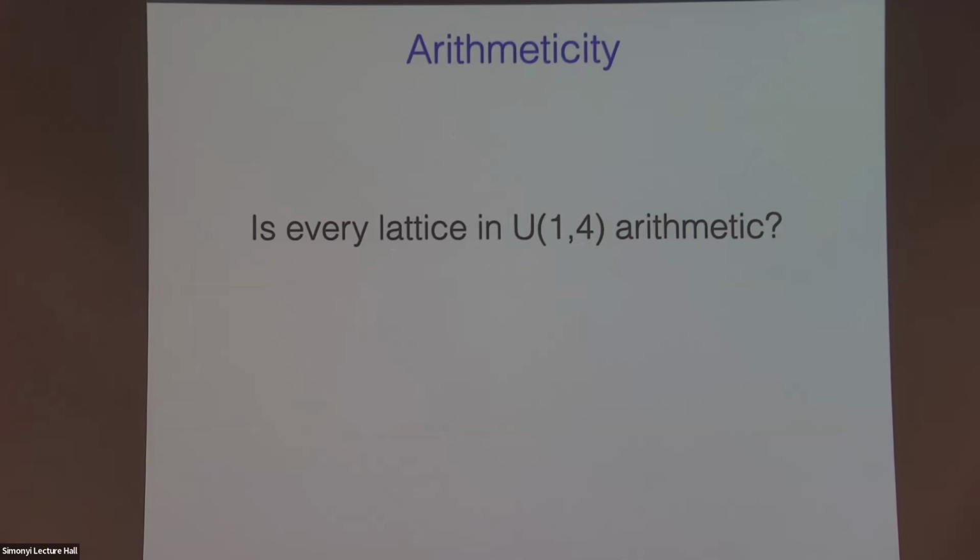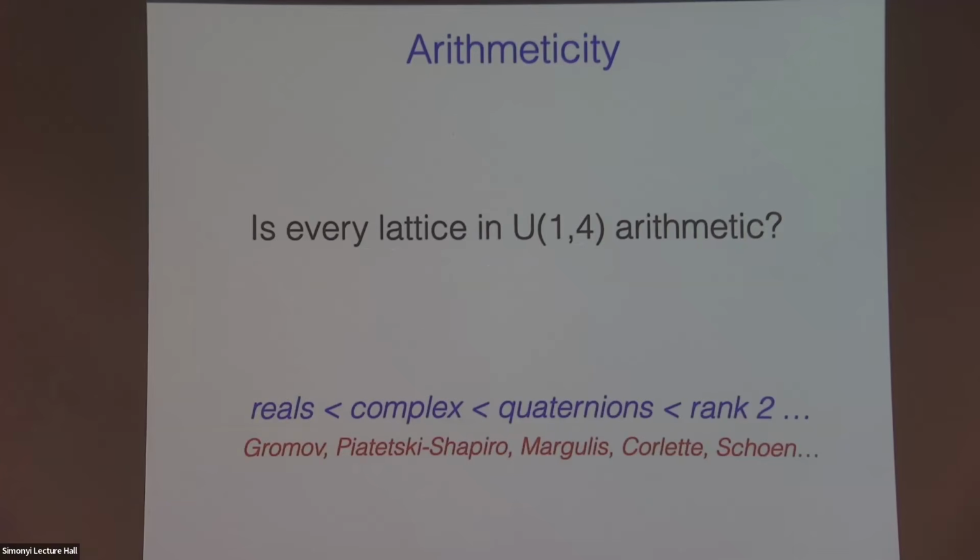And just for context, Peter's left, but he mentioned Corlette's rigidity theorem. One knows that, for example, in real hyperbolic space, especially in dimension 3, there are abundant examples of non-arithmetic lattices. And in fact, that happens in every dimension due to work of Gromov and Piatetski-Shapiro. However, when one goes to quaternionic hyperbolic space, or even more to rank 2 symmetric spaces, then rigidity takes over, and all the lattices are forced to be arithmetic.